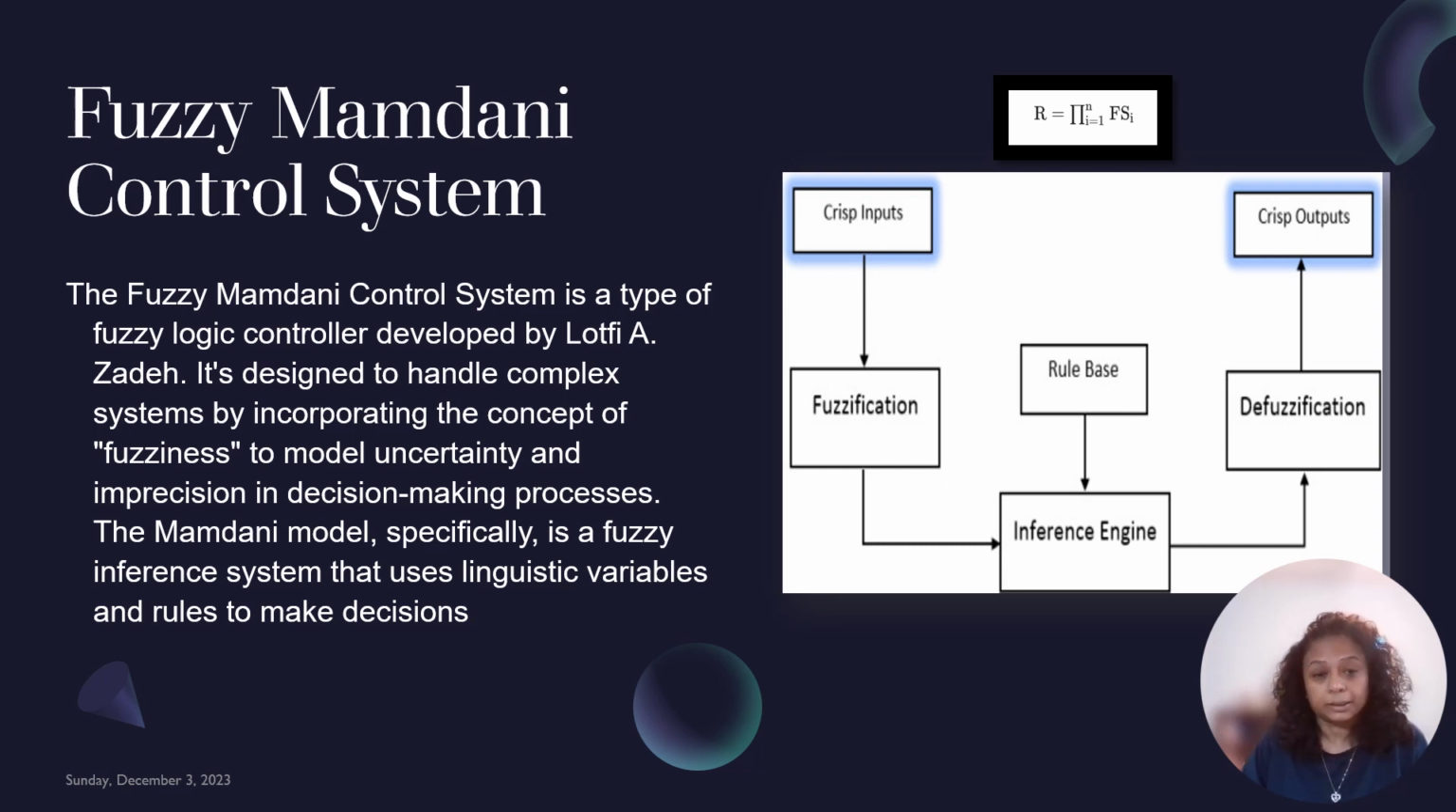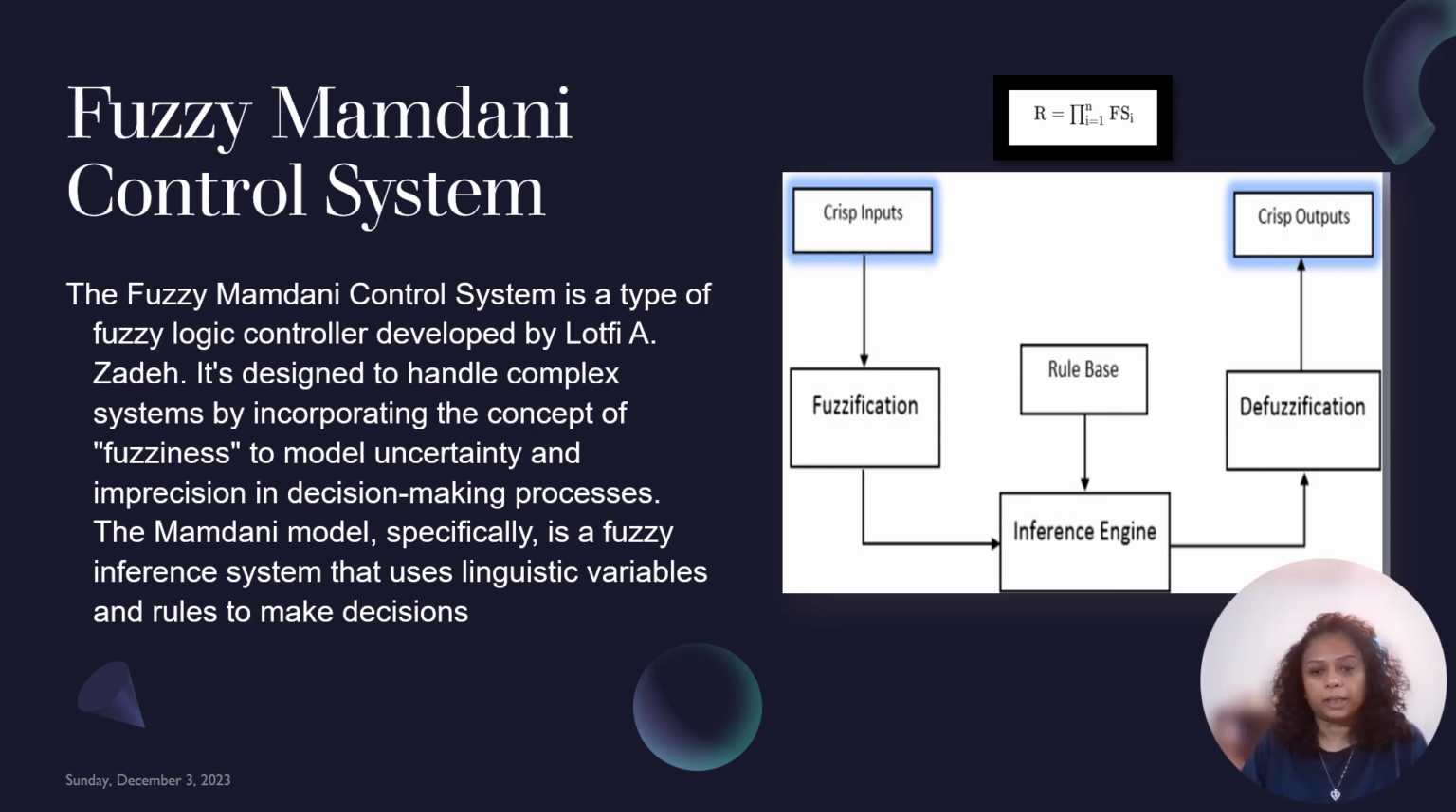Fuzzification is the first step that involves converting crisp input values, that is quantitative data, into fuzzy sets. And the fuzzy sets allow for the representation of vague or imprecise information. Linguistic variables are used to describe these fuzzy sets. For example, if the input is temperature, fuzzy sets like cold, warm, and hot might be defined.